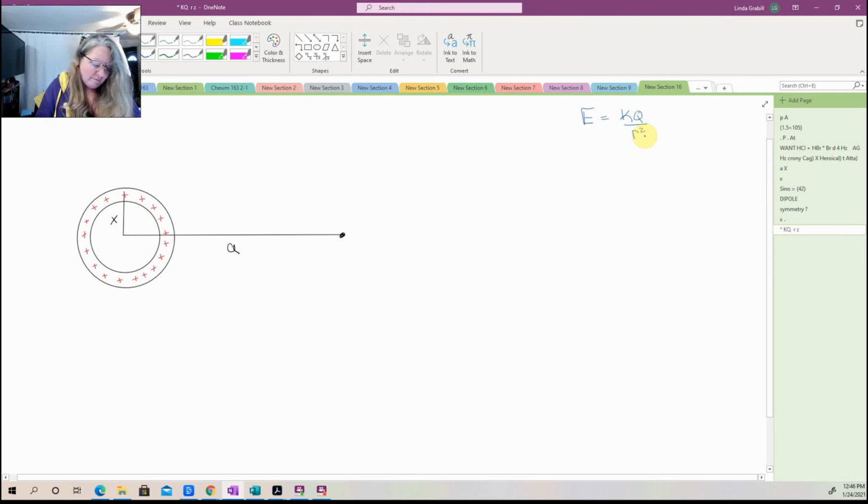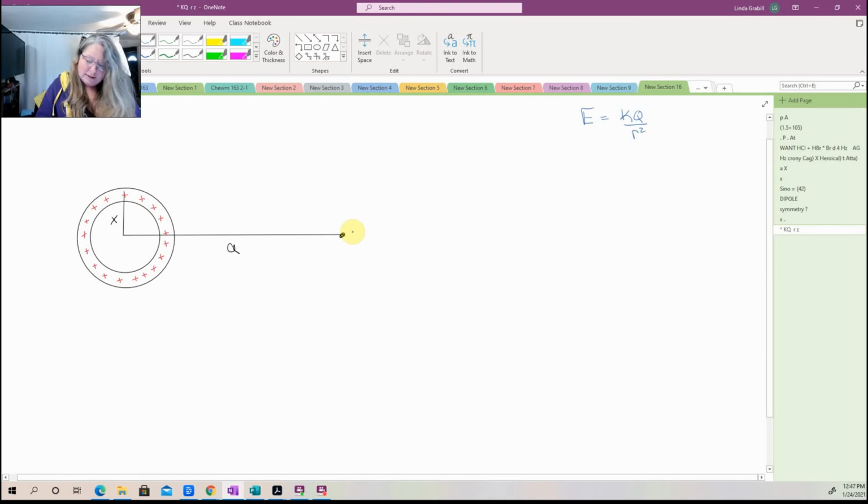So what I've drawn is a ring of charge. You could think of it like a nut, if you will, and it is charged, and therefore the charge is going to evenly disperse throughout the ring. I want to know what the electric field is at this spot here, a distance a away from the center of the ring.